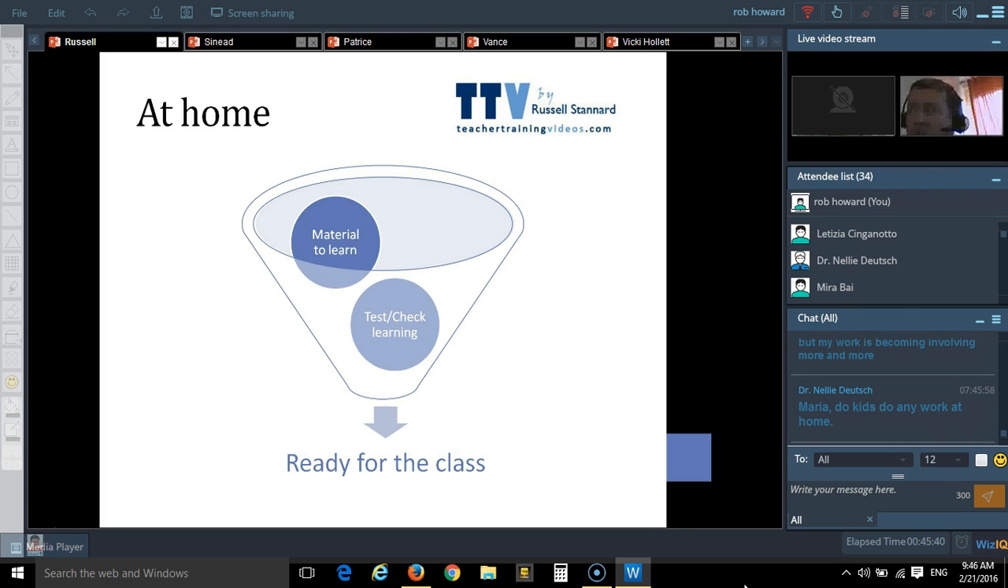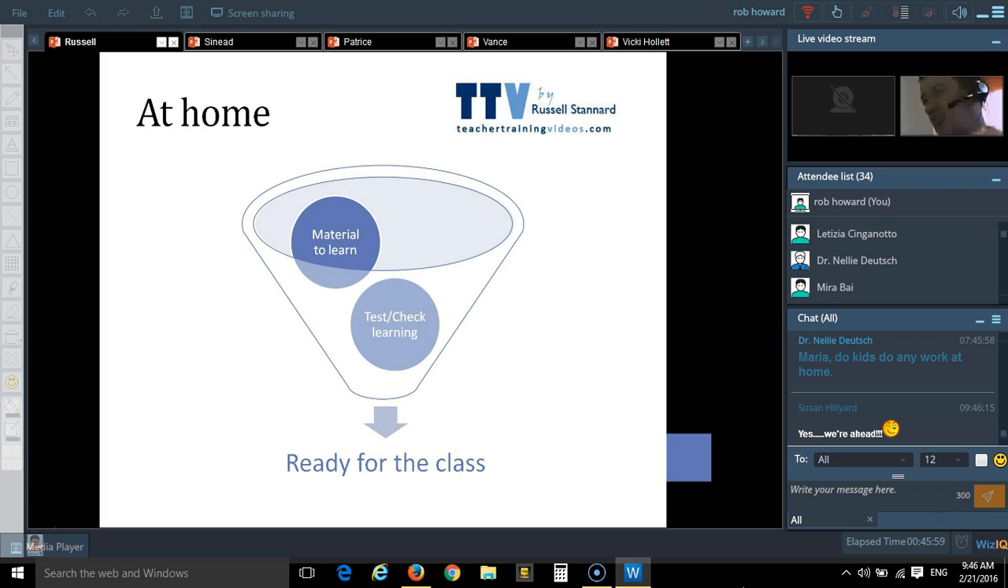What materials are the students going to learn? And then we need to do some testing or checking. You can't just say to a student, go home and watch a video about writing a discursive essay. No, you need to get them to do something with that. We need to give them some activities, some quizzes, just so that they learn and remember the basics.